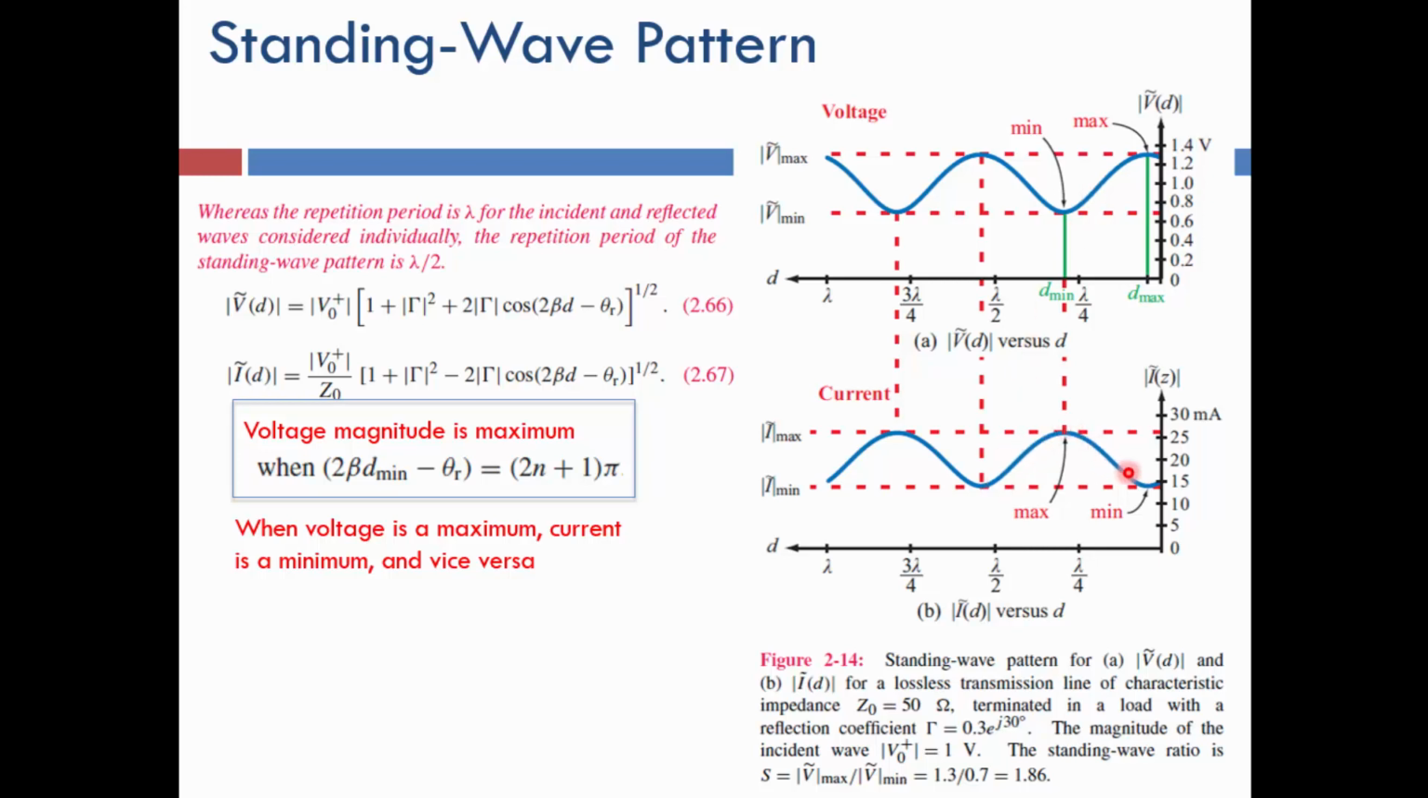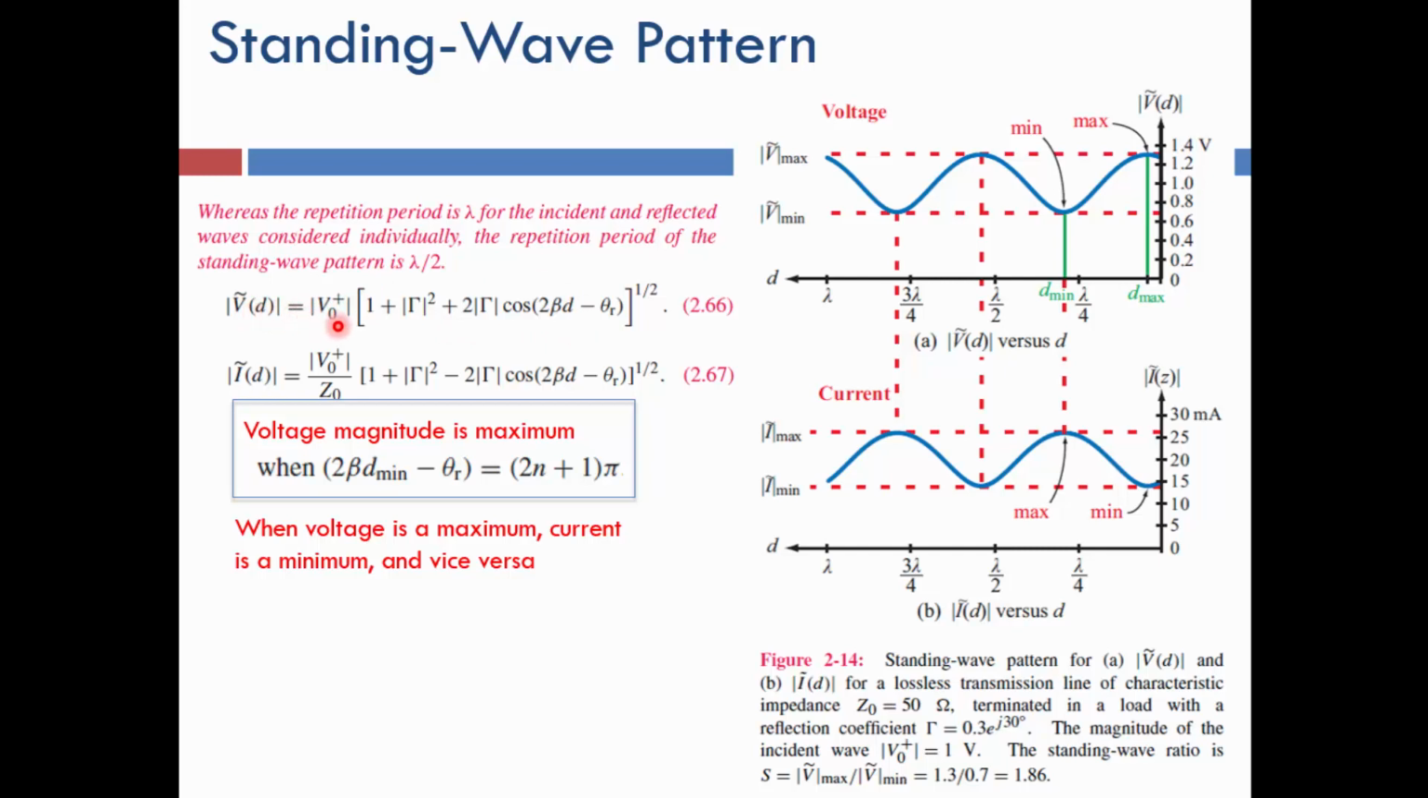And as we said, same for the current. So the maximum will occur at certain positions, and the minimum will occur in other positions. Here again we have the formula for the magnitude of the standing wave, or stationary wave, or the magnitude of the voltage along the transmission line.